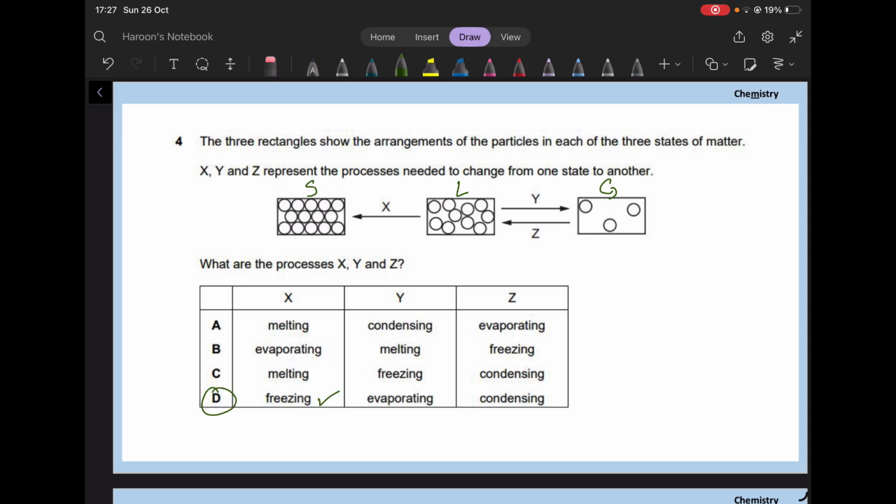So now we know D is the correct answer, but we'll just confirm. Now Y is going from a liquid to a gaseous state. Liquid to gaseous state would either be evaporation or boiling. And Z is your conversion from gaseous state to liquid state. This is the reverse of evaporation or boiling. So this would be condensation. So D is the correct answer.